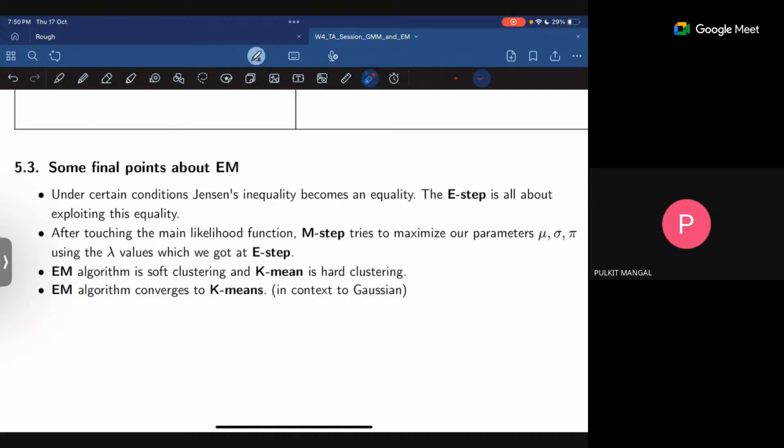So that's the end of the presentation. That's all I had for today. Does anybody have any doubt in whatever concept we discussed today? Okay, good. Now we will move towards the programming assignment part.